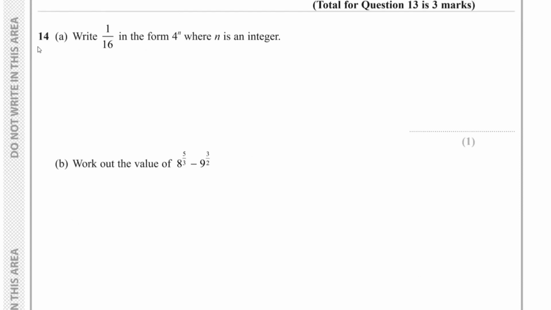Question number 14, part A. We have to write 1 over 16 in the form 4 to the n, where n is an integer. Well, 1 over 16 is the same as 1 over 4 squared. Now, because we have 1 over something, we can rewrite this as 4 to the negative 2, as we see here.